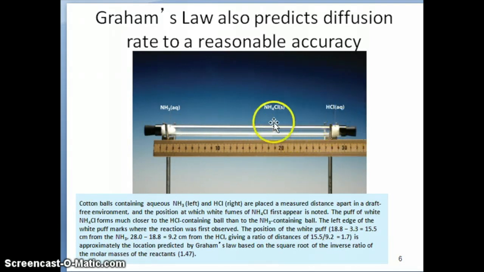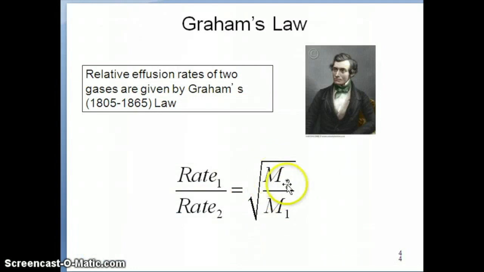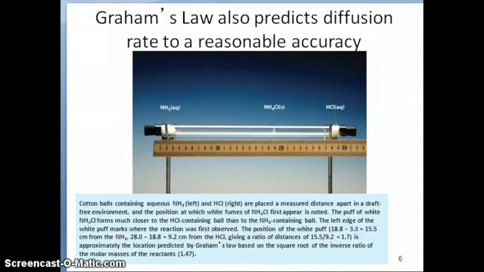So in other words, you can estimate using Graham's law. If I substitute the molar mass of HCl and the molar mass of NH3 and take a square root, I get a number that corresponds to about 1.5. If I do this experiment and measure the ratio of these distances, from here to here over the distance from here to here, I get a number that's about 1.7, and that is very close, 1.5 and 1.7.